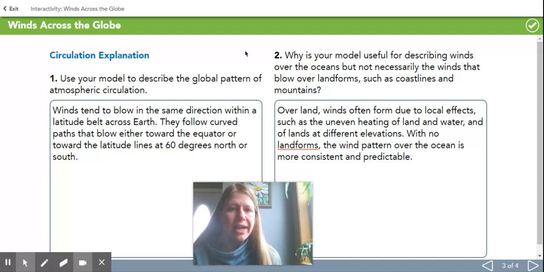Number 2, why is your model useful for describing winds over the oceans, but not necessarily the winds that blow over landforms such as coastlines or mountains? While over land, winds often form due to local effects such as the uneven heating of land and water and lands at different elevations. With no landforms, the wind pattern of the ocean is more consistent and predictable. So the land changes the way that the wind blows. Because of the ocean, there's no land, the wind always blows the same ways.